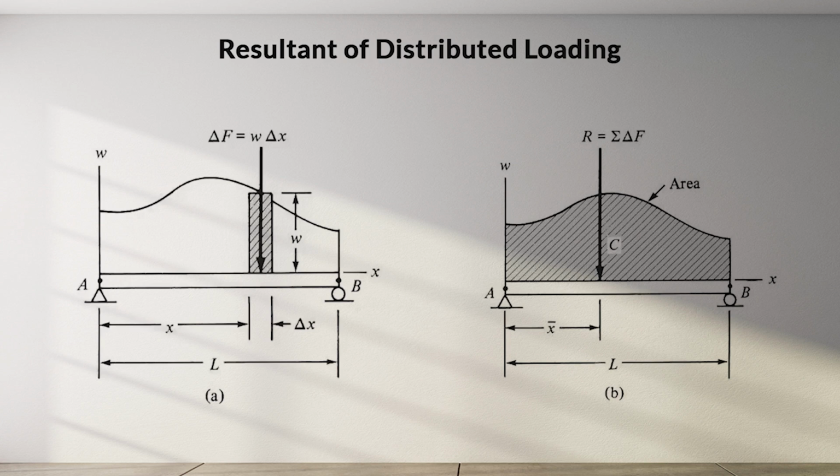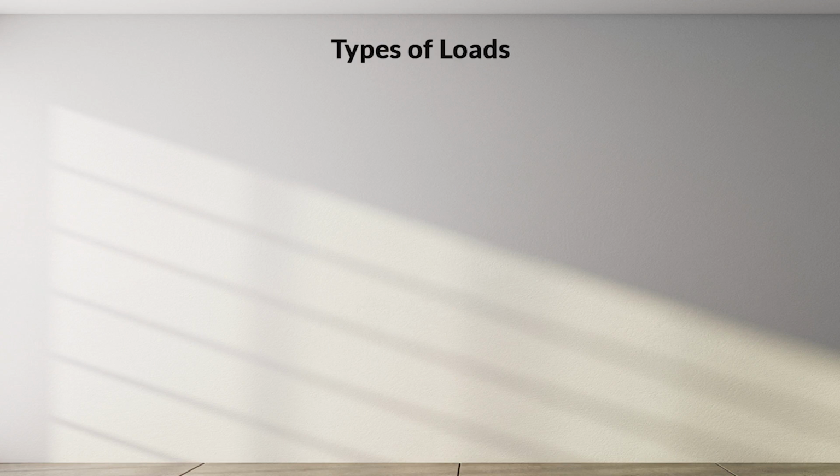The resultant of a distributed load can be used to find external reactions for the beam, but cannot be used to find internal reactions or deflections. The types of distributed loads are the uniform load and the triangular load.